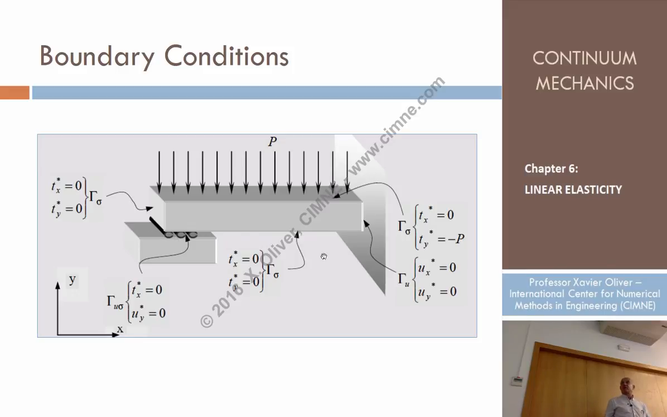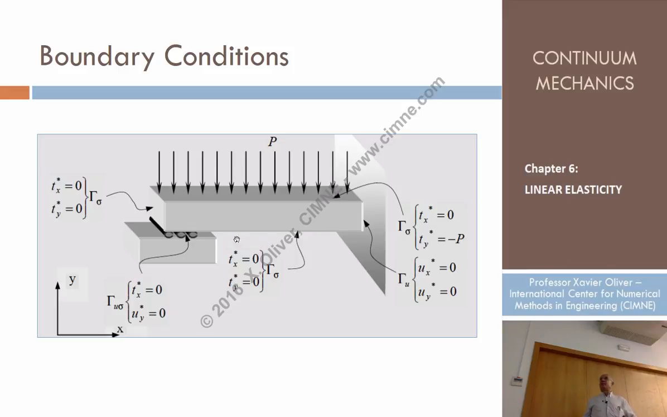So that's its domain gamma u. What happens at this upper face? Imagine that you have a distributed load P. So we know that the traction vector at this point is known. The x component is 0 because forces are vertical. The y component is minus P. Okay, we know that. What happens at this end, this side here? Well, this is the same, excepting that the force P is 0. So now we know that the component x is 0, the component y is 0. So that's gamma sigma. These and these are gamma sigma boundaries.